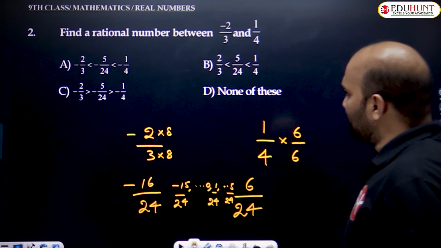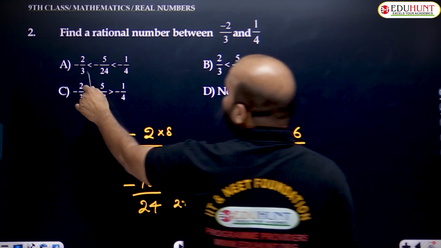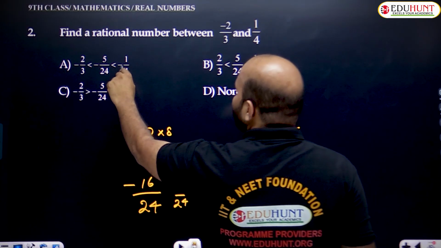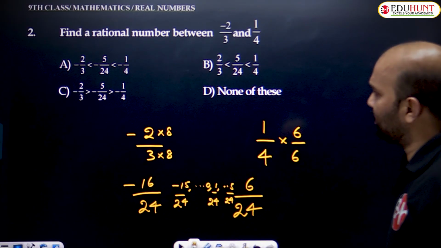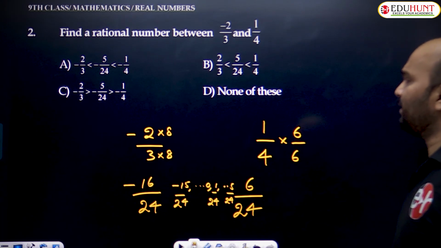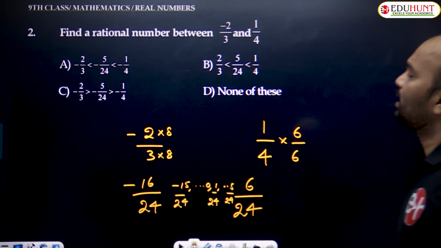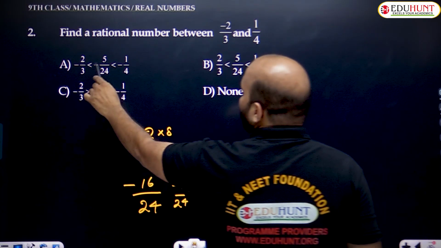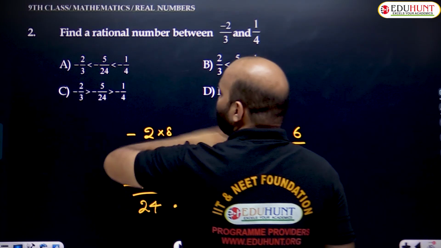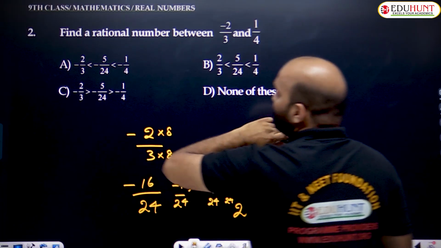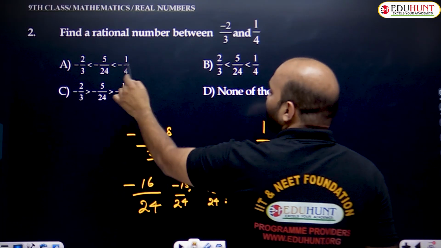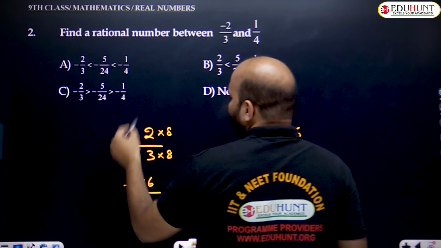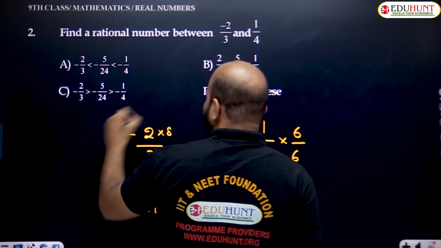-5/24 is what I am given. -2/3 is less than -5/24. Again less than -1/4. So clearly we need to understand. -5/24 is greater than -2/3. Okay. But -1/4 is greater than -5/24. Am I clear? Because all denominators are converted into 24.